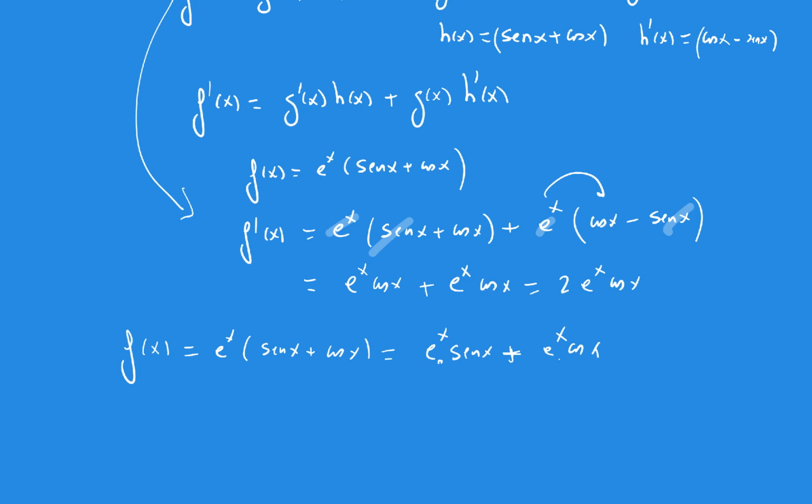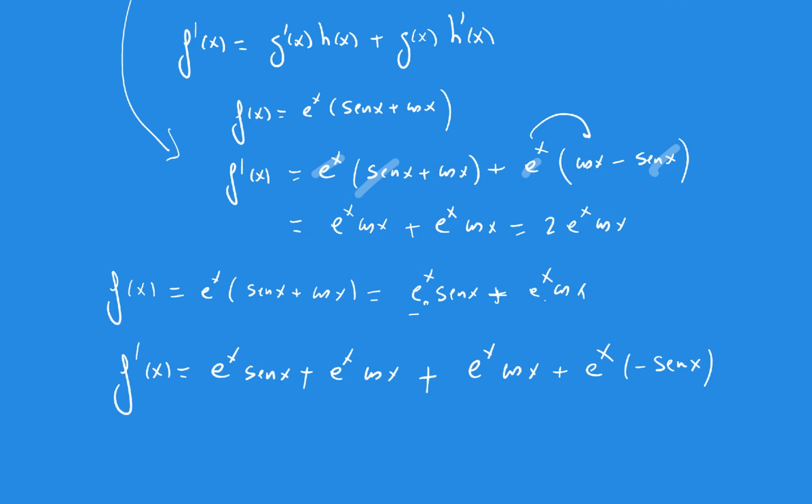So the derivative f prime of x will be the derivative of the first, e to the x, by the second, sine of x, plus the first, e to the x, by the derivative of sine of x, cosine of x. Perfect. I have made the derivative of the first term. Let's make the derivative of the second term. It will be the derivative of the first, e to the x, by the second, cosine of x, plus the first by the derivative of cosine of x, which is minus sine of x.